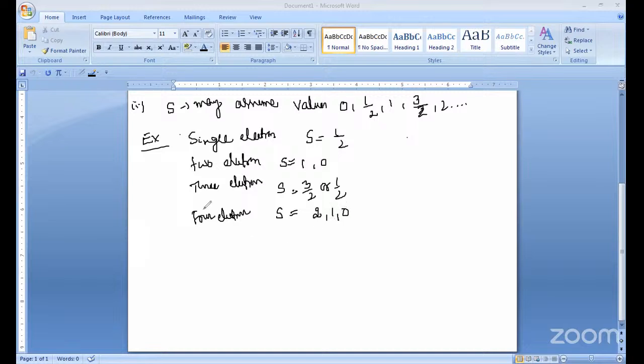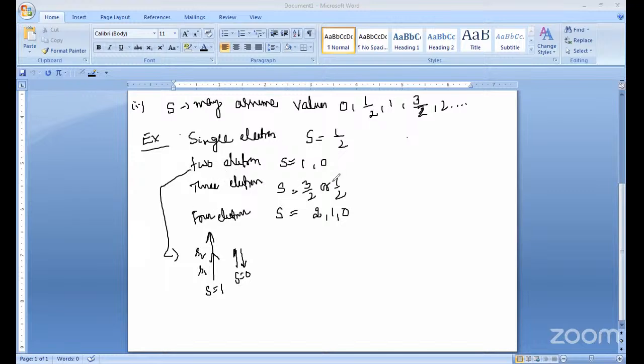For a 2-electron system, let us see how the orientation of S will be. We said that S can take the values 1 and 0. If the 2 electrons are in the same direction, with s1 and s2, you get S equal to 1. Suppose one is parallel and one is anti-parallel, then you get S equal to 0. This is the representation of 2 electrons.